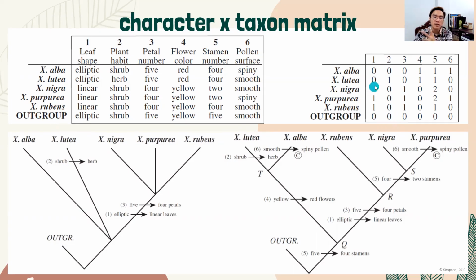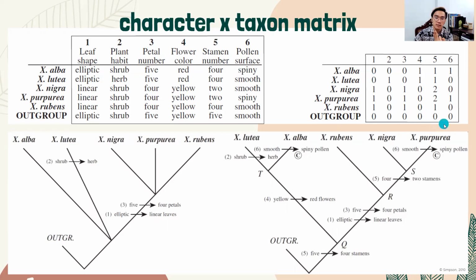And then for the other leaf shapes, although there's just one other leaf shape right here that's linear, we assign 1. If we have more than 2 forms of the same character, for example, character 5, the stamen number, we have as many as 3 forms. So we have 2, 4, and 5 stamen numbers.